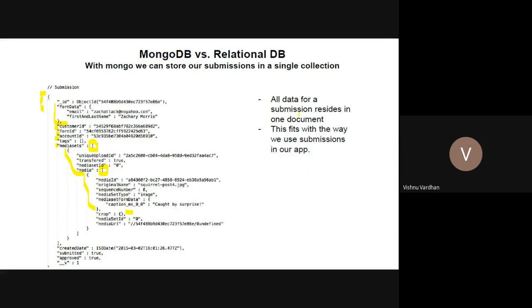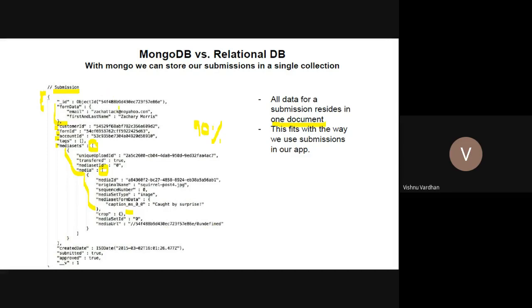All the data for a submission resides in a single document, and this fits with the way we use submissions in our app. Normally, whatever data is given by the user, you want to store in a single object, and that is going to have nearly 90 to 100% of the data related to that particular feature. If it is user details, then all the details related to the address, email ID, personal details, professional experience, and educational qualification, everything we can have in a single JSON object.